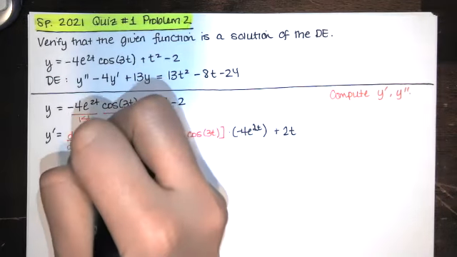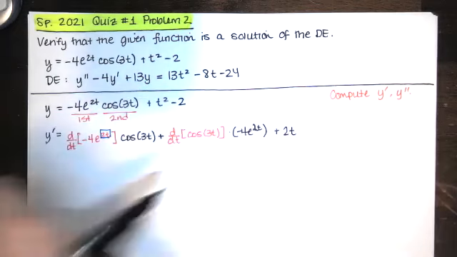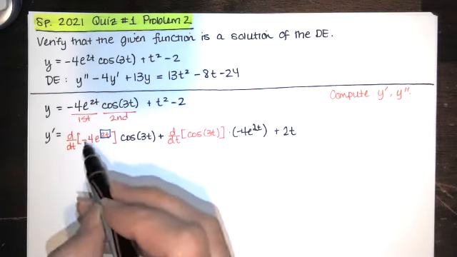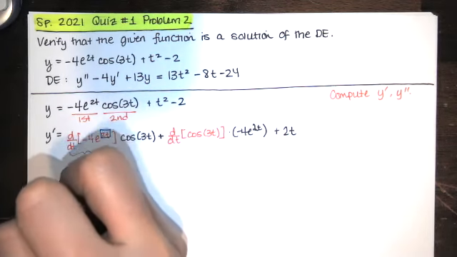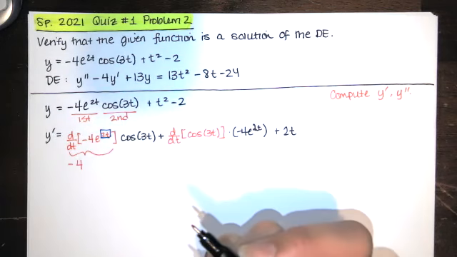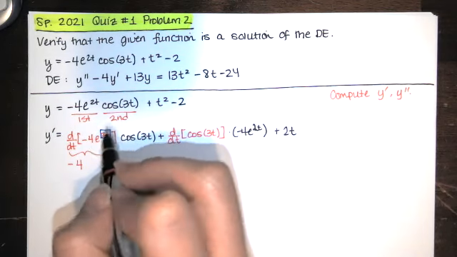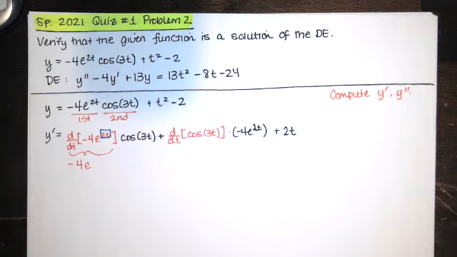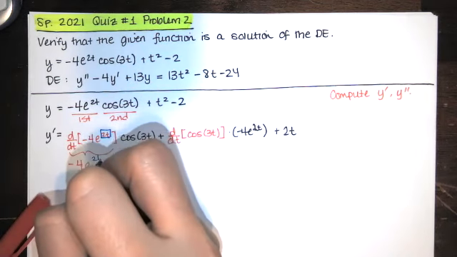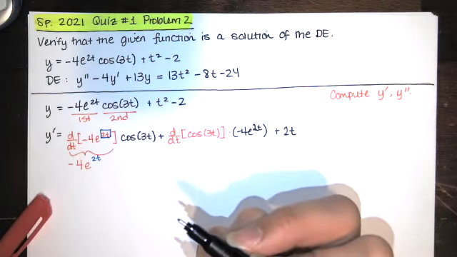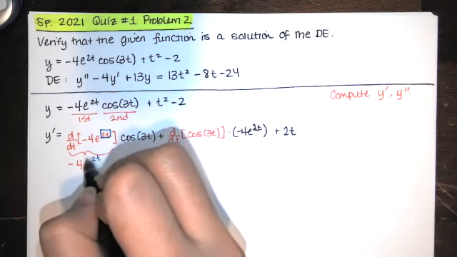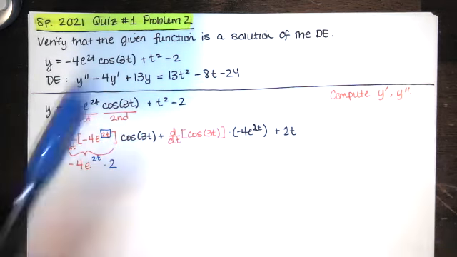We have a function inside of another function. The derivative of a constant times a function is that constant times the derivative of the function, and the derivative of e to some power is e to that power times the derivative of the inside by the chain rule. The derivative of 2t is just a 2.